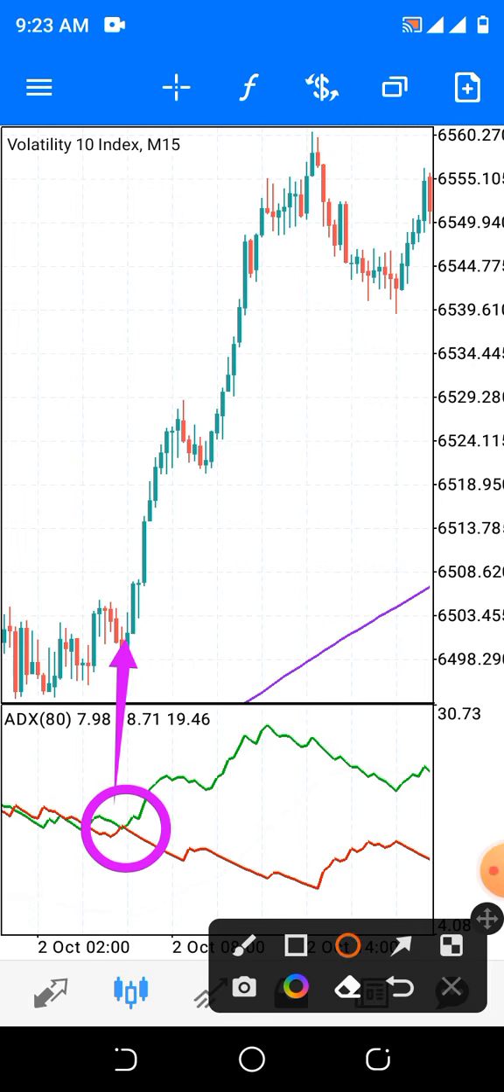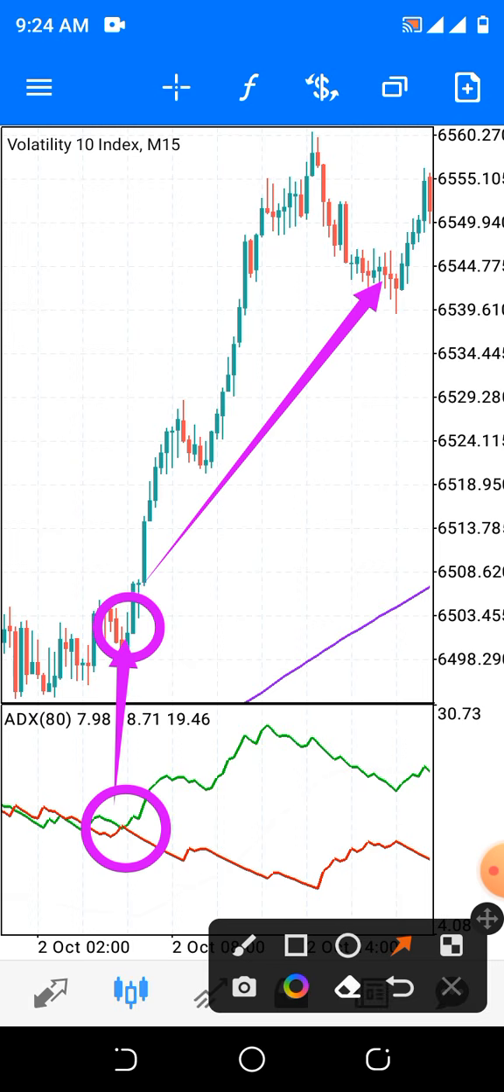So first of all, identify the direction of the market. Once you understand the direction of the market, you will now flow in that direction. That is all you need to make it massive here.